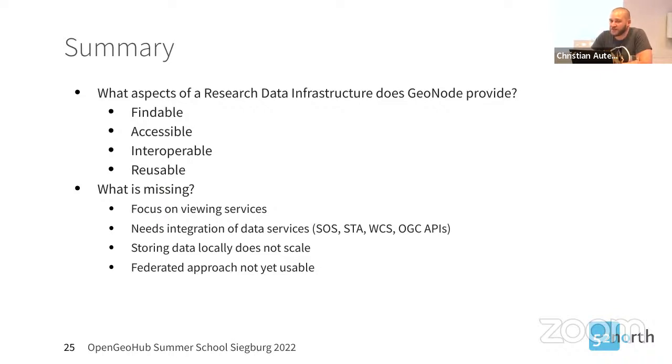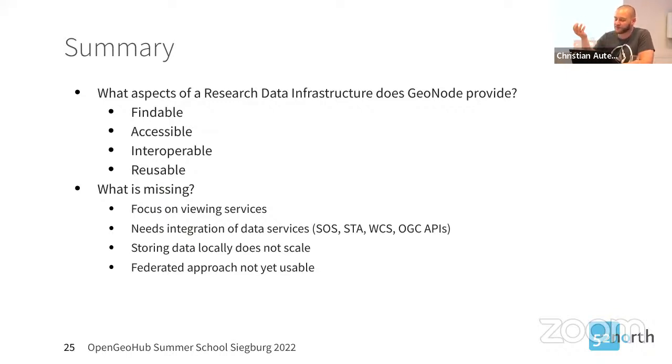GeoNode focuses really on viewing services, so map server, WMS, and so on. But we also have a lot of OGC data services. For example, the SOS, Sensor Observation Service, which stores sensor data. The WFS, okay, we are working on that, and also on the WCS, but it's not supported out of the box. And these are the services that we actually use to access data. Nobody uses a WMS to access data.